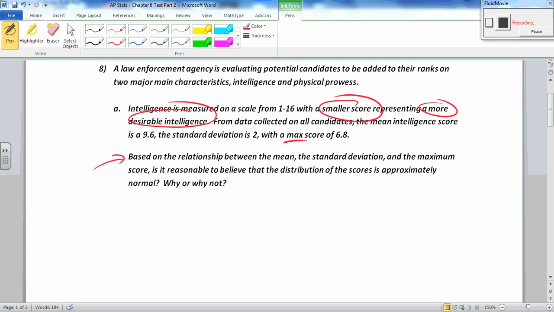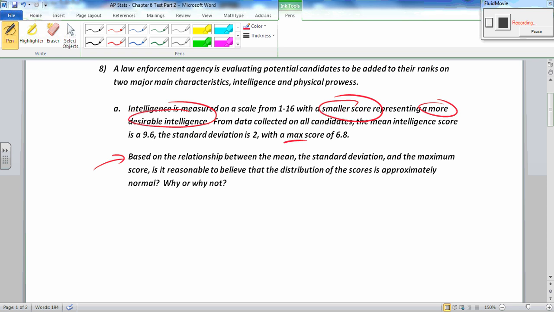Alright, for question 8, a law enforcement agency is evaluating potential candidates on two main characteristics, intelligence and physical prowess. Intelligence is measured on a scale from 1 to 16, with a smaller score representing a more desirable intelligence. It's very important. From the data collected on all candidates, we have the mean, which is 9.6, a standard deviation of 2, with a max score of 6.8. Based on this relationship between the mean, the standard deviation, and the max score, they want to know if it's reasonable to believe that the distribution of the scores is approximately normal.